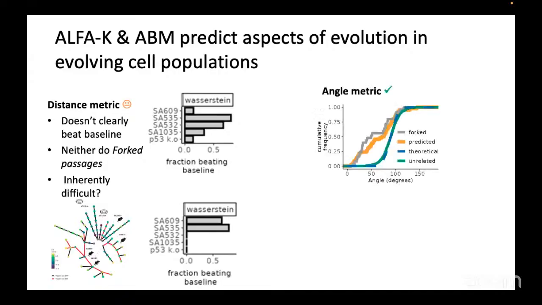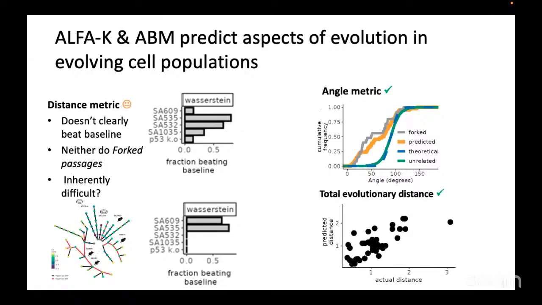The angle metric, we do get good results. So predicted is well to the left of the theoretical baseline, similar to the forked. And we also can compare the angle metric on totally unrelated lineages. And nicely, we recover that that matches our theoretical null distribution quite nicely. And also total evolutionary distance, you see a positive correlation there. So that's showing that when the model predicts that the population, the karyotype distribution will evolve far, then it tends to do so.